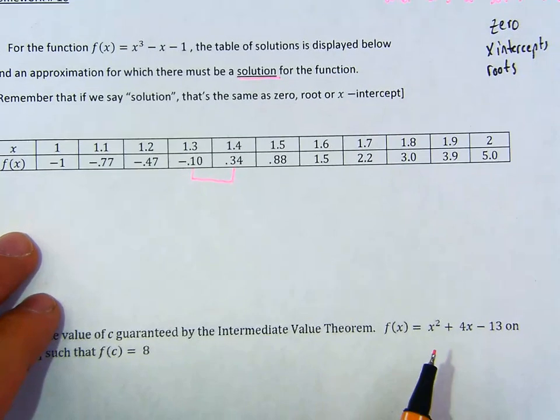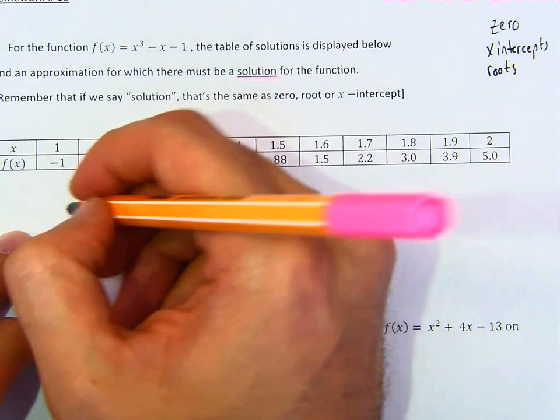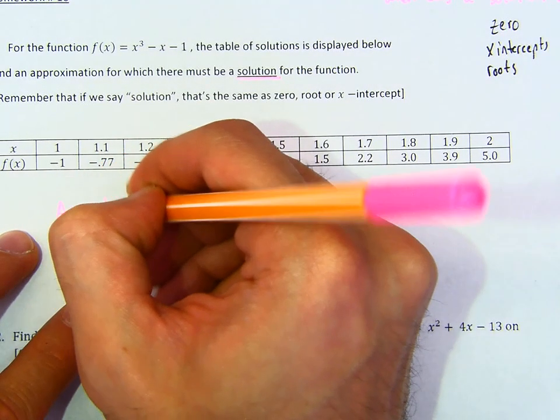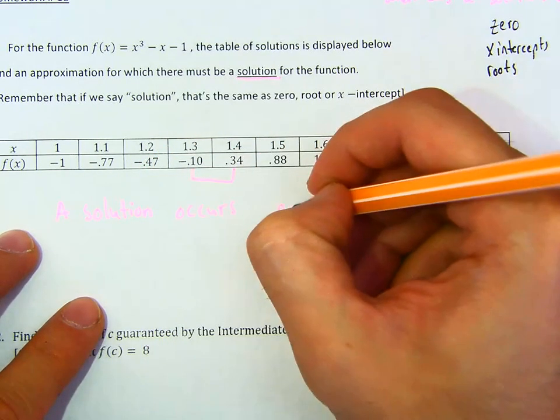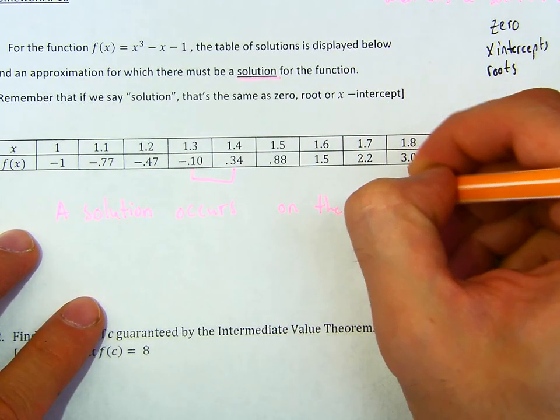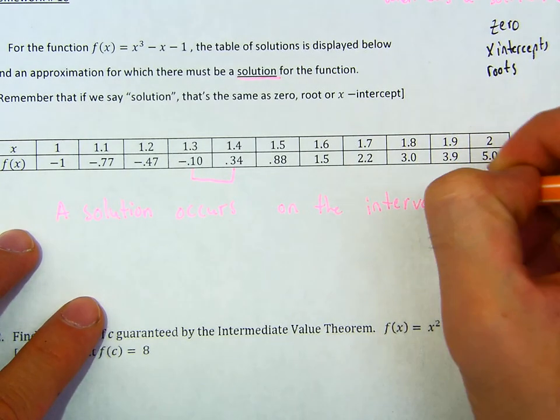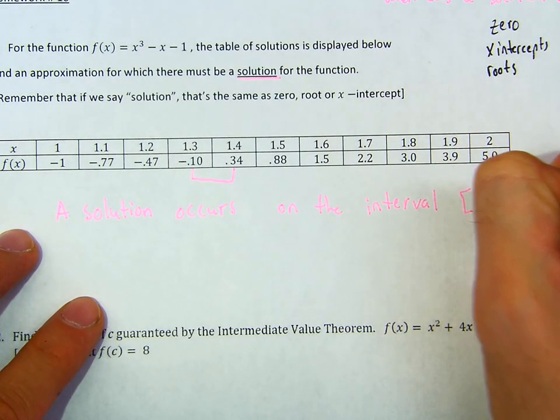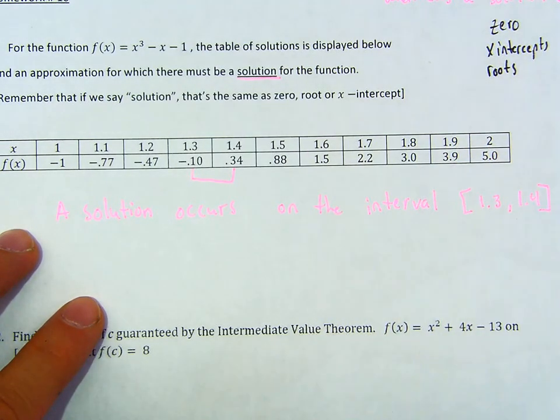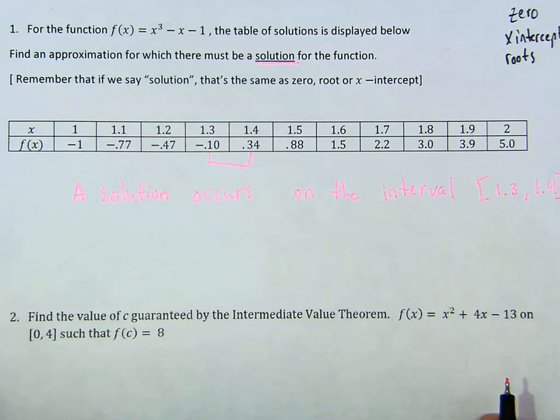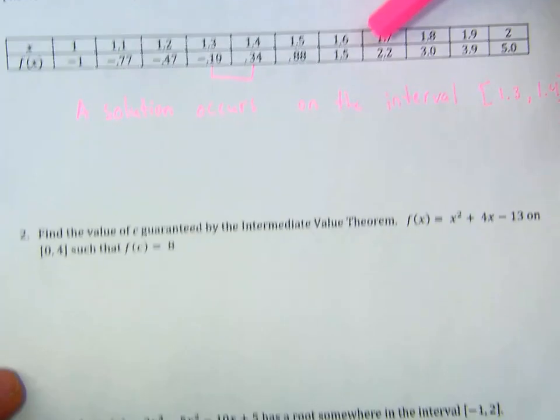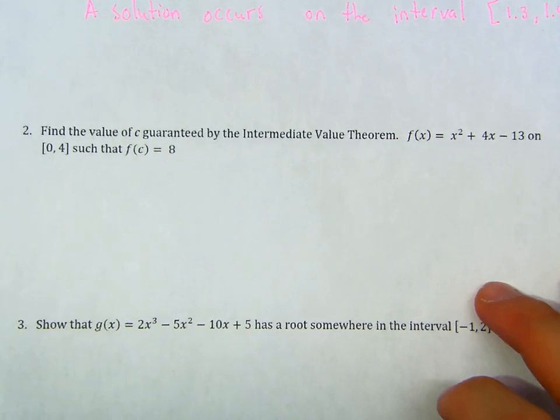So what's a proper way of justifying it? You could say a solution occurs on the interval 1.3 to 1.4. Okay, and that would be a proper justification. Okie dokie. Let's look at the next one over here. So number 2.